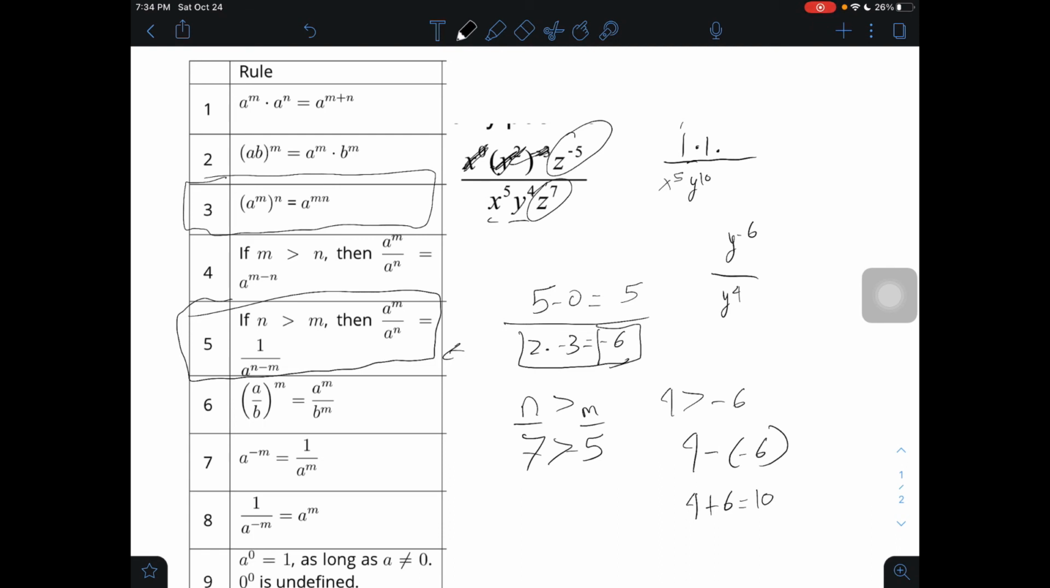So we're going to have another 1 here, because we are still following rule 5. Now we have n minus m: 7 minus negative 5 equals 12, because it's just 7 plus 5, which is 12. So that means z is to the power of 12. This all gets simplified down to 1 times 1 times 1 in our numerator, which is just 1. And our denominator stays the same as x to the 5th, y to the 10th, and z to the 12th.